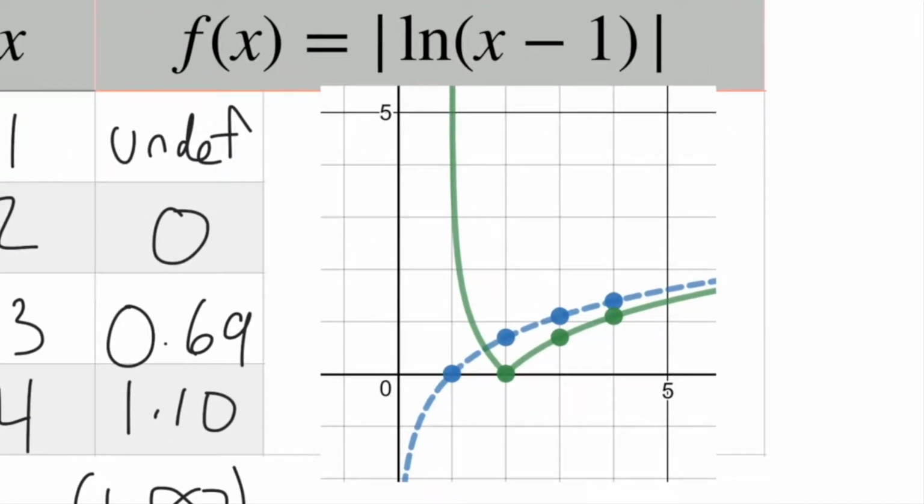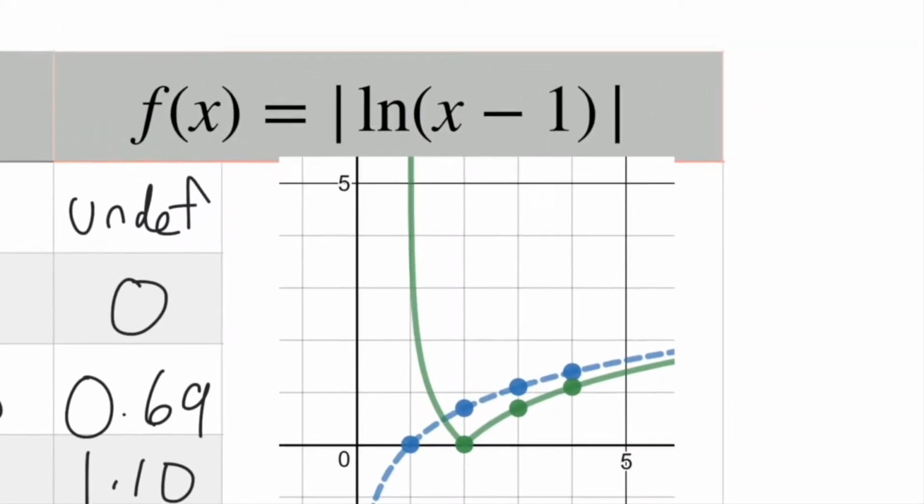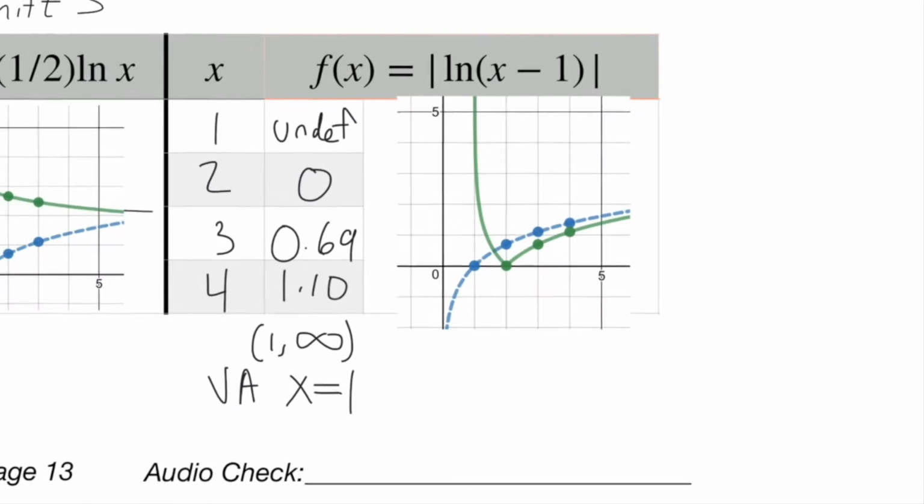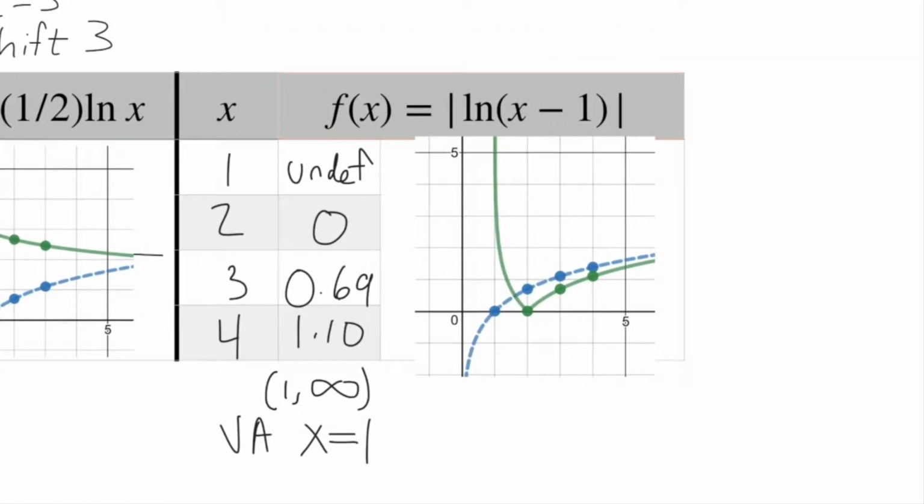And then we're going to take the absolute value of all that. So any negative values that used to be down here get reflected up so that they're positive. That's what the absolute value does. It's going to have a vertical asymptote at not x equals 0, but at x equals 1, because the whole graph gets shifted over 1 unit. Vertical asymptote at x equals 1, and the domain is also going to be 1 to infinity.